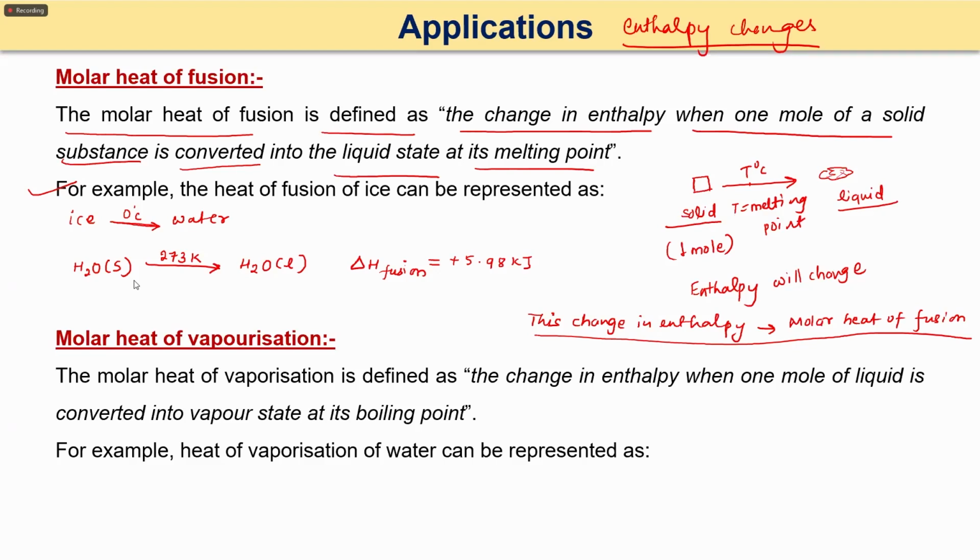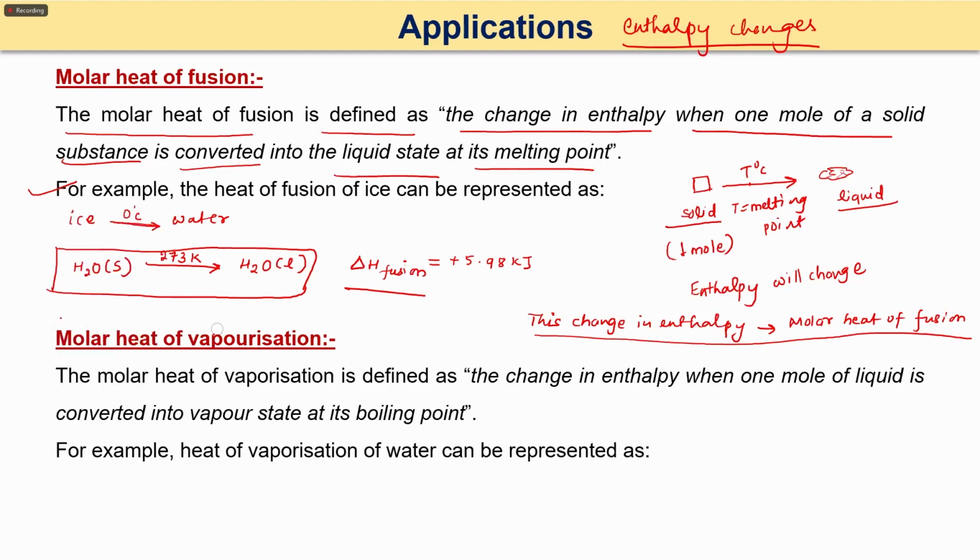So this is the molar heat of fusion, which is the change in enthalpy when one mole of a solid is converted into its liquid state at its melting point. That enthalpy change is called the molar heat of fusion. This is the example where ice is converted into water at 273 Kelvin, and the heat of fusion for that is 5.98 kJ.